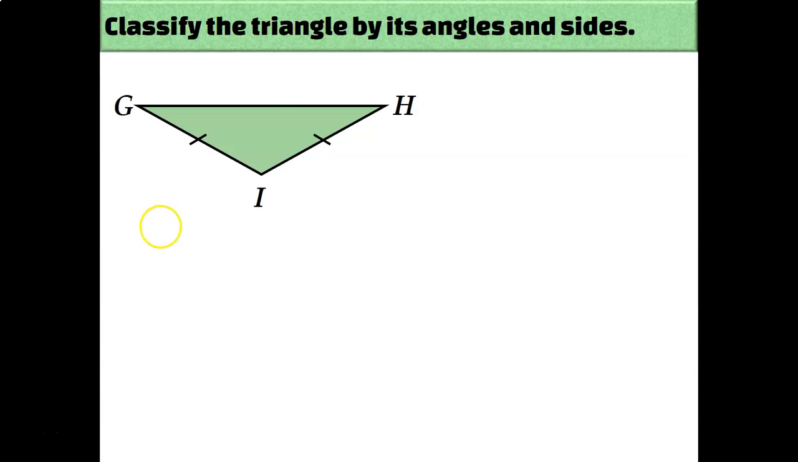We're not told anything about the angles, but you are allowed to assume obtuse versus acute. Angle G and angle H both appear to be less than 90 degrees, so they're both acute, but angle I is greater than 90 degrees, so that makes it obtuse.